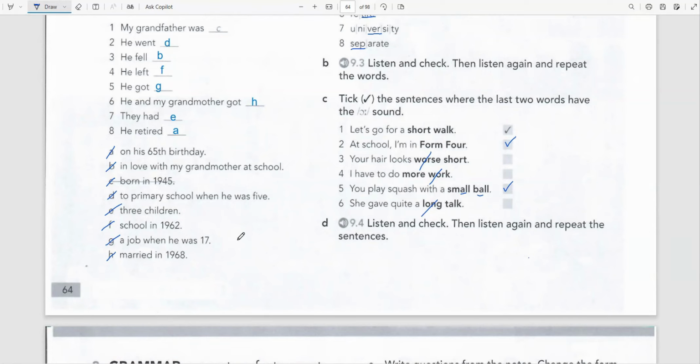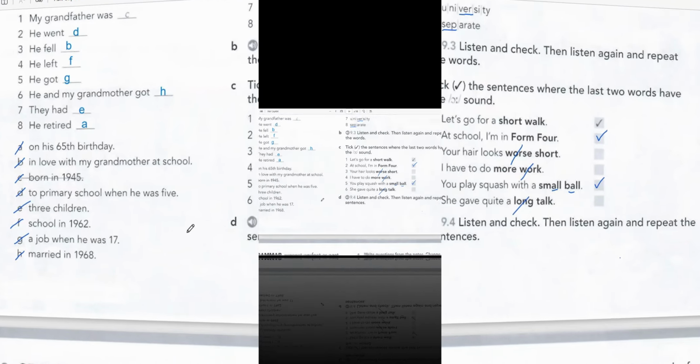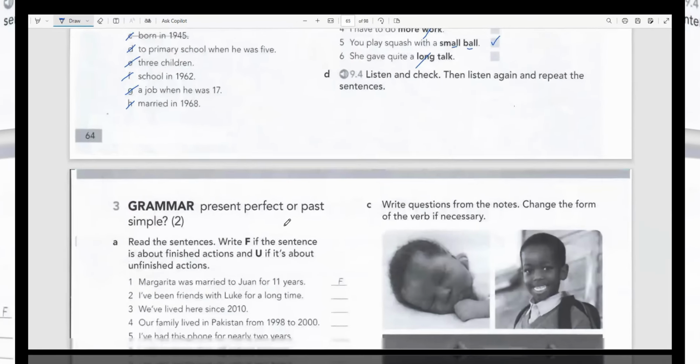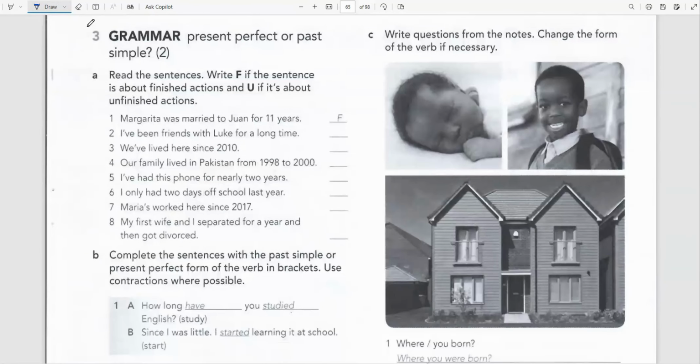That's it, guys. So page 64, as you can see, we've completed that. Now we're going to move to the next page, 65. There's a second page of 9C. As you can see, exercise 3 is about grammar, present perfect or past simple. We discussed it in our session, so we can do that, I think.